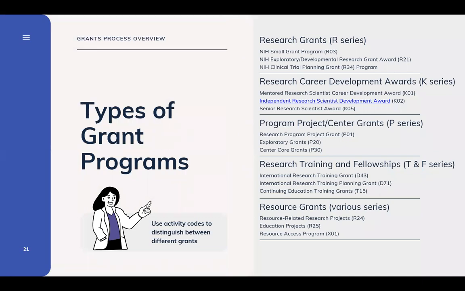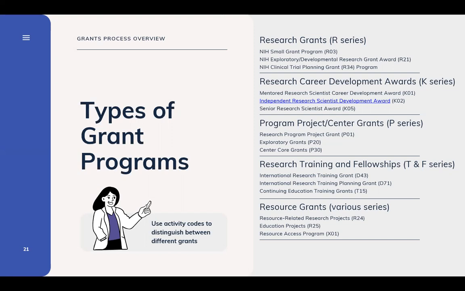So there are several types of grant programs, and grant programs are distinguished by these activity codes that are used to separate them from each other. So we have our first series, which is our R series, and those are research grants. And then we have our K series, which are research career development awards, the P series, which are program or project center grants, and then the T and F series, which are research training and fellowships.